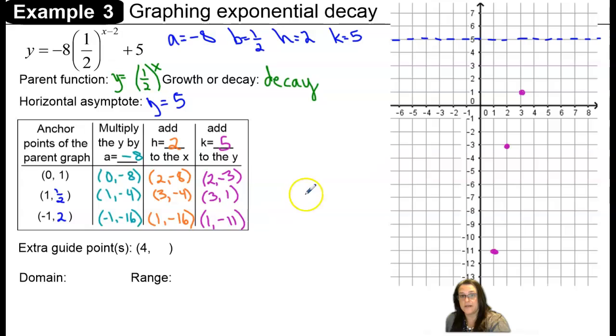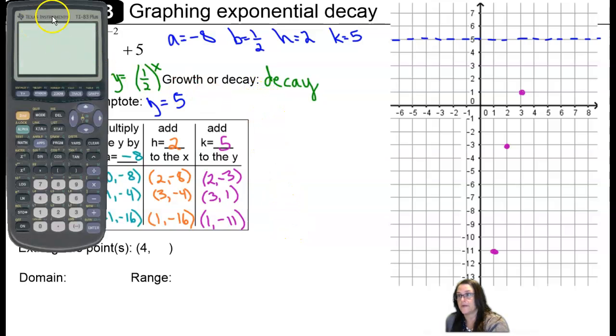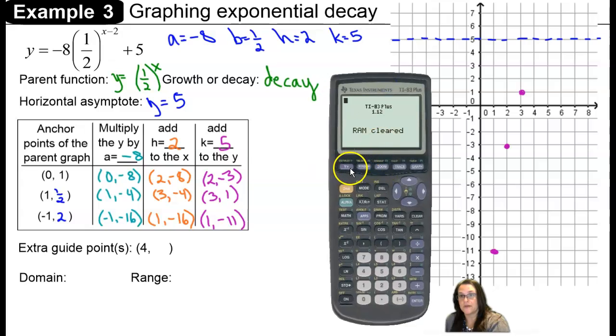Okay, now we're going to need another guide point to see how fast we bend here to approach that horizontal asymptote. So we have values for 1, 2, and 3. Let's go ahead and put in a 4 for the x. And so I'm going to grab my calculator here, and we'll look at how to enter that in the calculator.